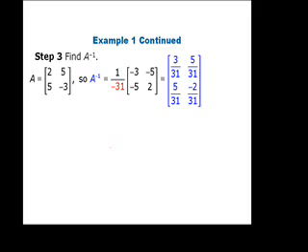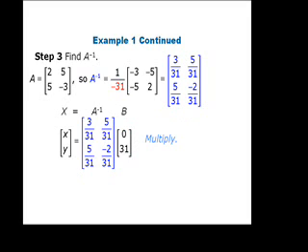Lastly, we need to distribute the 1 over negative 31 into the matrix. So there we get a bunch of things over 31. So now that we know what the inverse of A is, we can multiply both sides of our matrix equation by the inverse of A.